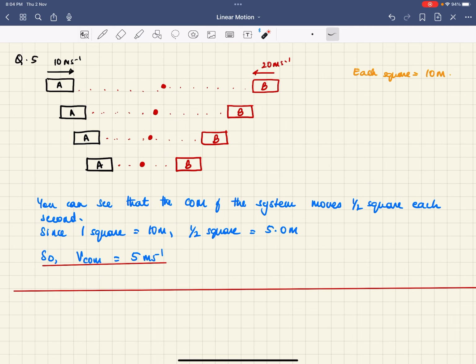So we're trying to find, and when you work it out, because they've got the same mass, their center of mass will always be halfway between them. And so when you plot the points every second, you find that the center of mass is actually shifting by half a square, which is 5 meters. So every second the center of mass shifts by 5 meters. So the velocity of the center of mass is 5 meters per second.